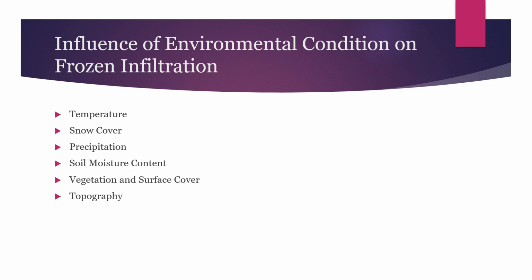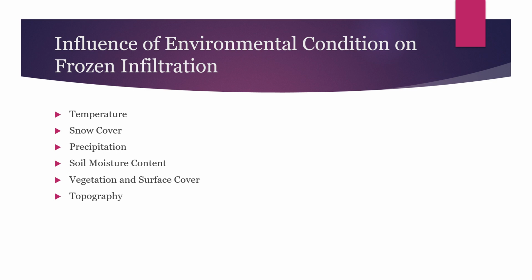Deep snow cover can help maintain higher soil temperature closer to 0 degrees, potentially promoting infiltration by reducing the extent of frozen soil layer. Now the next is precipitation. Precipitation events such as rain or melting snow can affect frozen soil infiltration. During the thawing periods, precipitation can contribute to increased water availability and potential for infiltration. However, intense and excessive precipitation can result in surface runoff and limited infiltration.